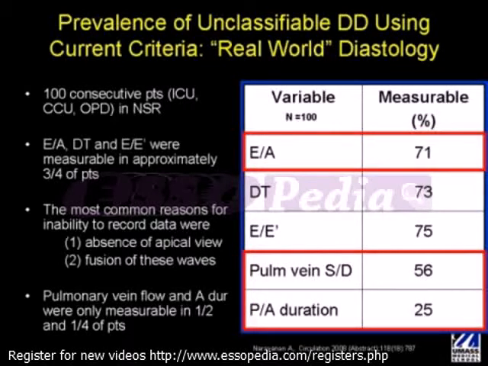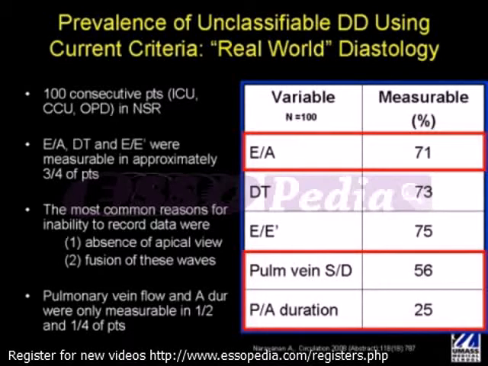So echo data on 100 consecutive patients were obtained in patients located in the ICU, CCU, outpatients. It didn't matter where these patients came from, and all the patients were in normal sinus rhythm. Now, the echo measurements included the transmitral E wave, the deceleration time, the A wave, the Doppler tissue E prime, and the E/E prime ratio. In addition, the pulmonary vein S to D ratio and A wave duration. Now, diastolic function, as I mentioned, was classified based on the scheme of Redfield et al., from JAMA 2003, which was on the prior slide.